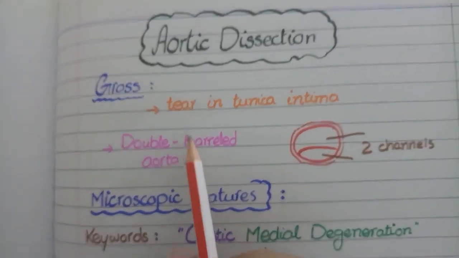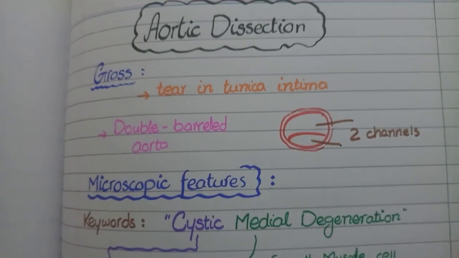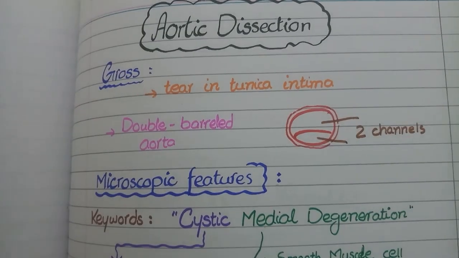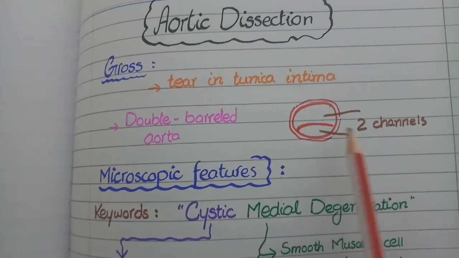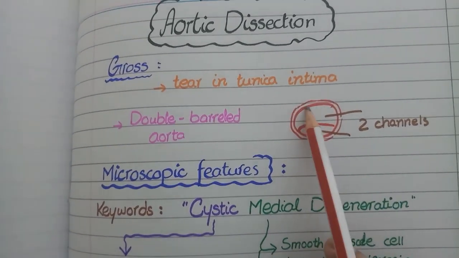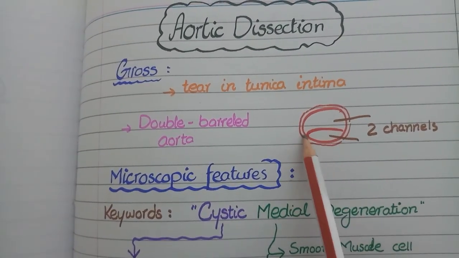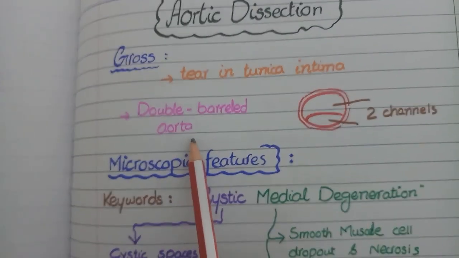Now the next pathology which is related to hypertension is aortic dissection. Aortic dissection is grossly identified as a tear in the tunica intima, and through this tear blood seeps inside the vessel wall and creates another channel. As you can see here in this diagram, this first one is the original lumen of the vessel, and the second channel is formed by the tear in the aortic wall. Such an aorta is called a double-barreled aorta.